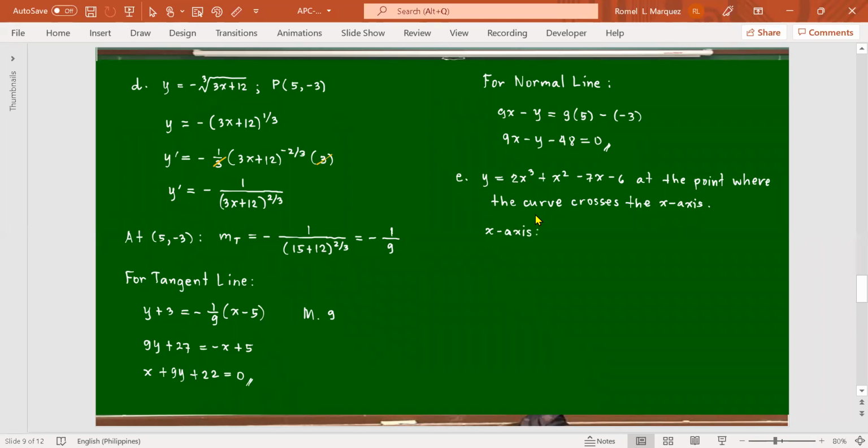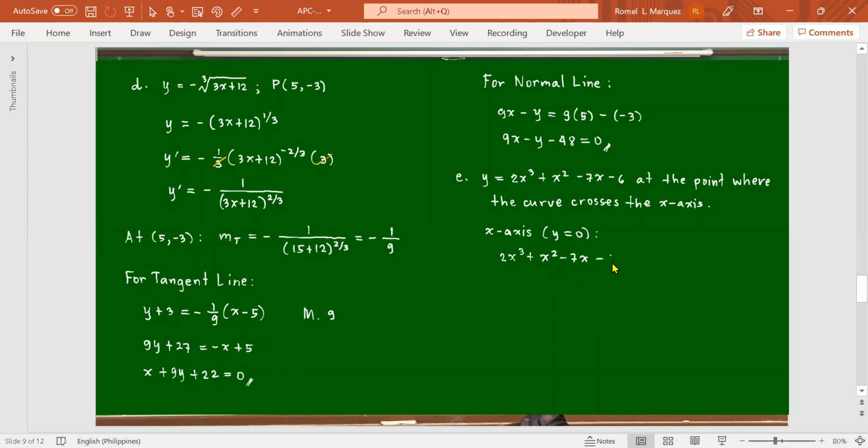Understood that the y value of what? Of the curve, the y value is what? When it crosses the x-axis, it is 0, right? Correct, children? Yes po, sir. So if y is 0, I can also solve for the x values, no? So the number of x values will determine the number of possible tangent lines.